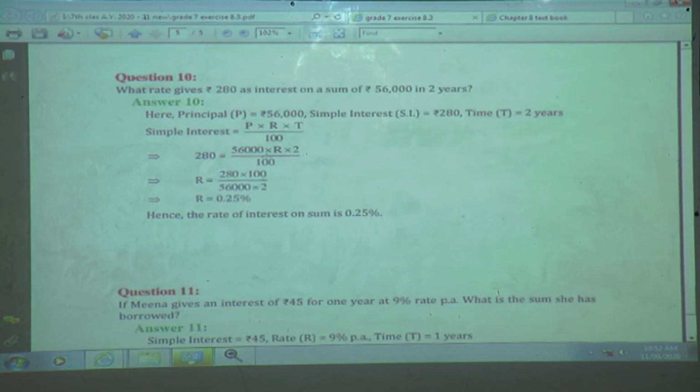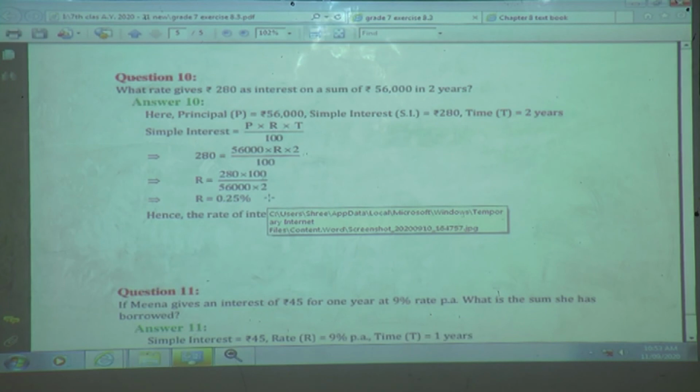After substituting this, we have to find the variable R, that is nothing but the rate of interest. So R is equal to 280 multiplied by 100, this is in LHS, this is in RHS. So the numerator and denominator get multiplied, that is 280 multiplied by 100 upon, when it goes from RHS to LHS it will be in the reciprocal. So here it is a numerator, it will go to the denominator. So 56,000 multiplied by 2.